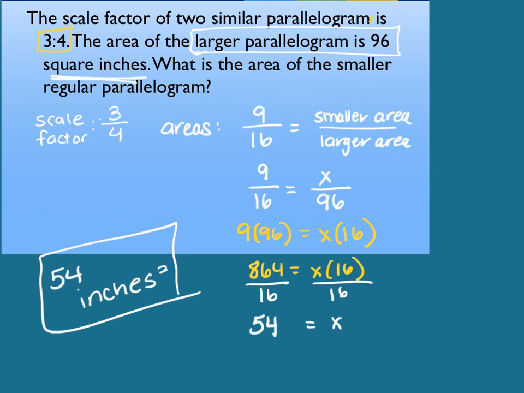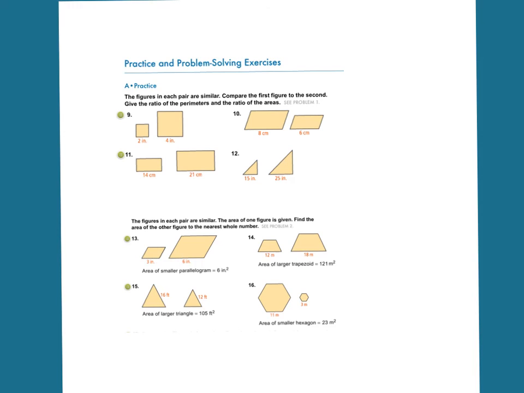All right, if you'll go to Canvas and grab the homework for tonight, the 10-4 homework. So this is what you're going to work on. We've got about 25 minutes. You can probably get this finished. The first section says the figures of each pair are similar. Compare the first figure to the second, and then give the ratio of the perimeters and the ratio of the areas. So you should have 2 answers for each of those questions.